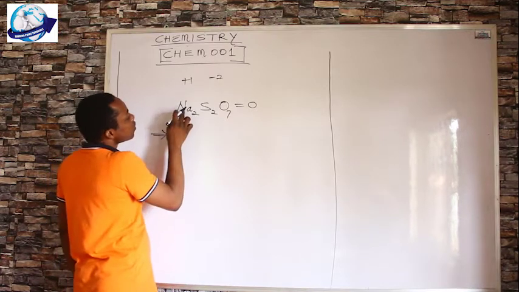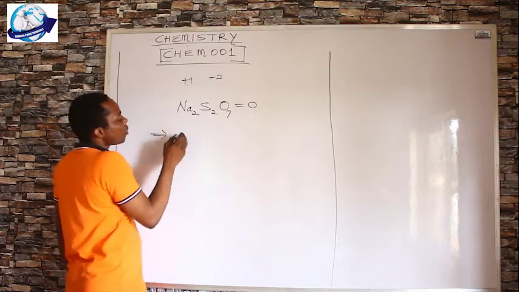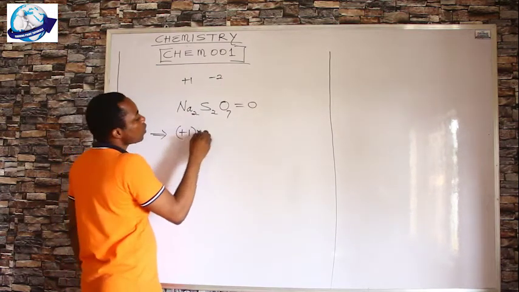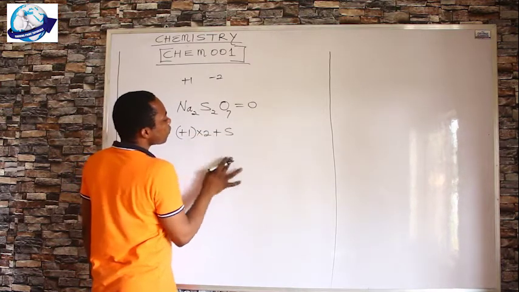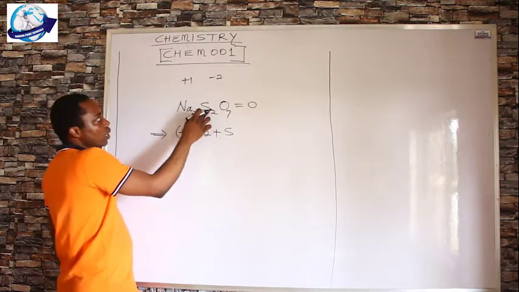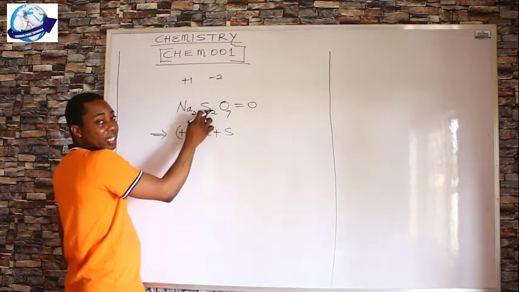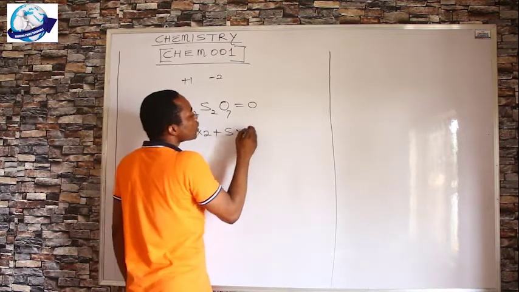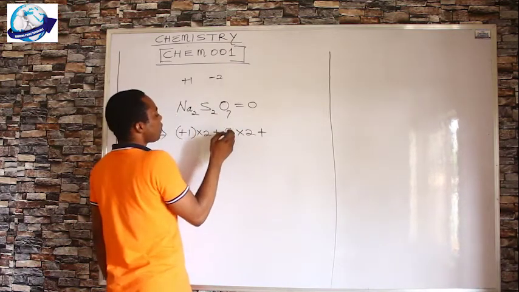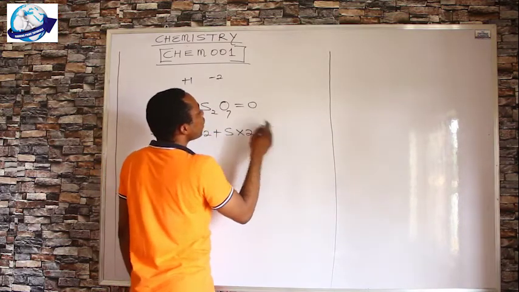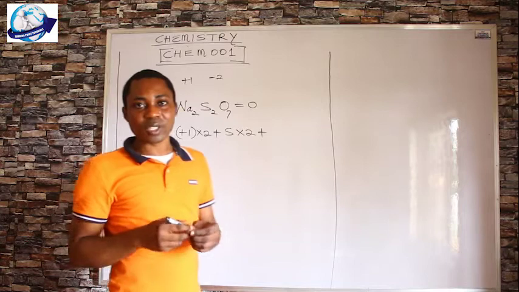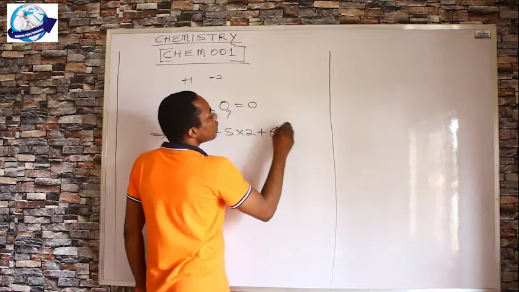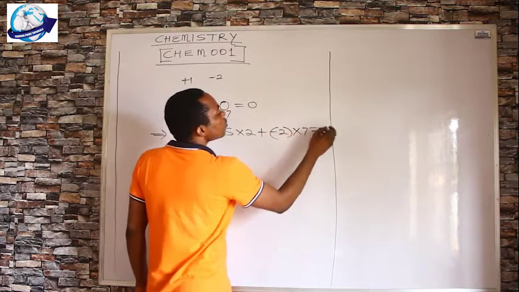You have sodium being plus 1, then in brackets the subscript here, which is 2, so plus 1 times 2. Plus then you have sulfur. Sulfur is the target. We are looking for the oxidation number of sulfur. So we say times sulfur times 2. Plus, then we have the next aspect, which is oxygen. You know quite well that in the combined state, oxygen has an oxidation number of minus 2. So take it down like this: minus 2 times 7, all equals 0.